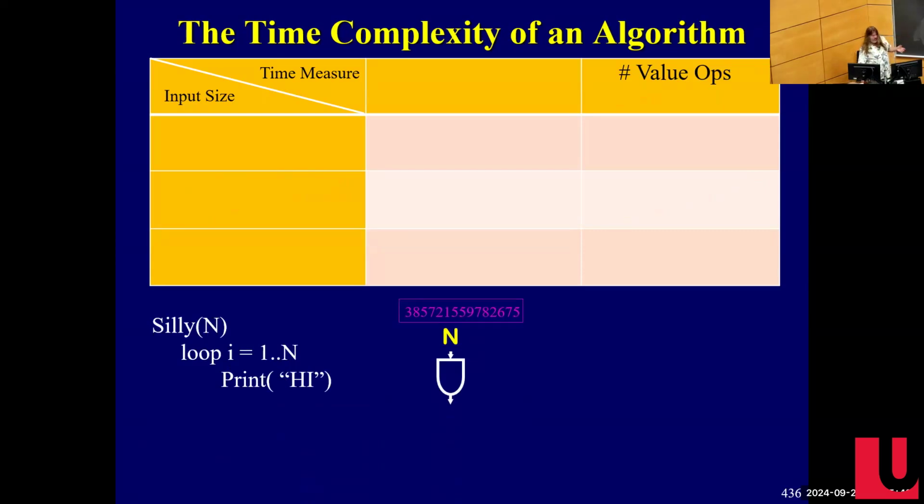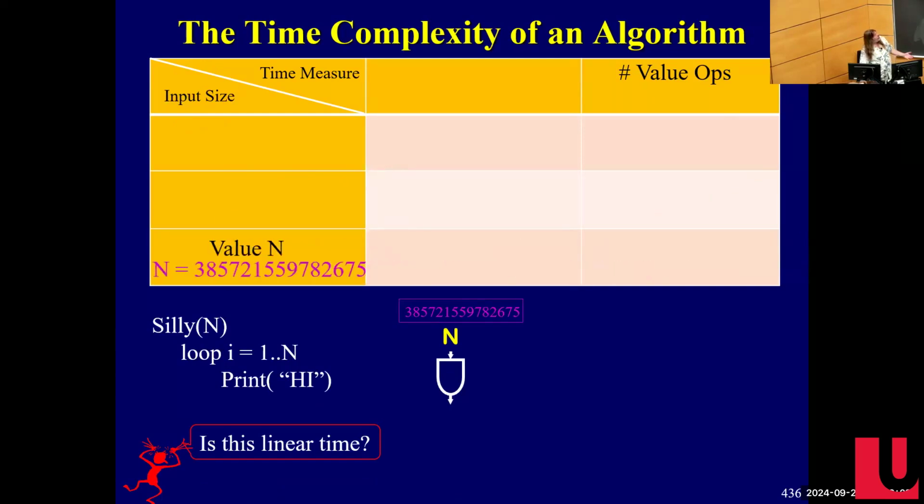So let's look at the silliest kind of computation, where we input some value and we say hi that many times. And here's some example input. Then you can ask, is this a linear time algorithm? What's the size of the input? Well, you could say the value is the size of the input. And what's the time complexity? Well, it's the number of times you say hi.